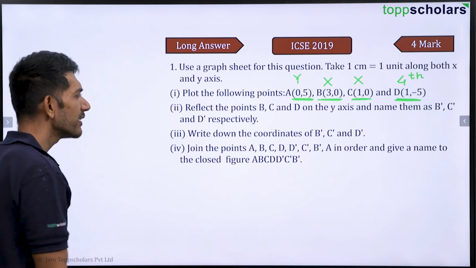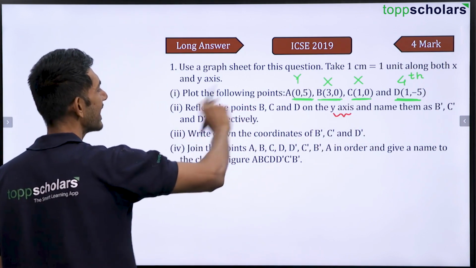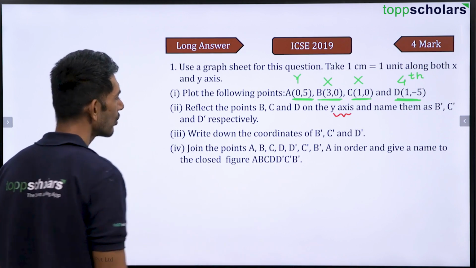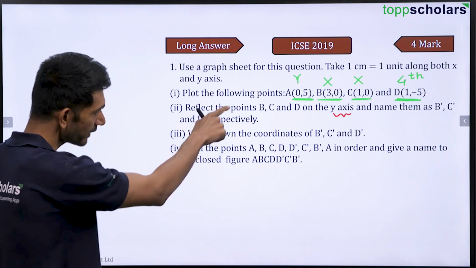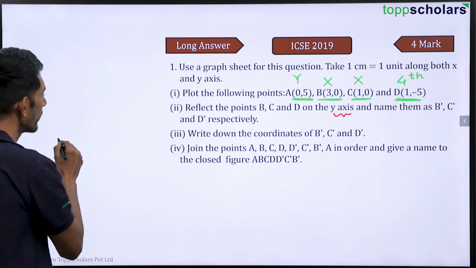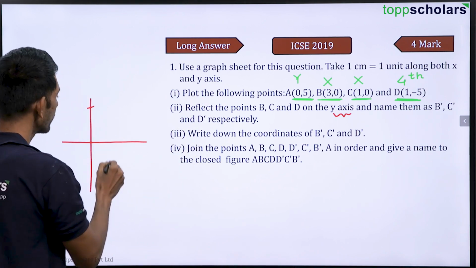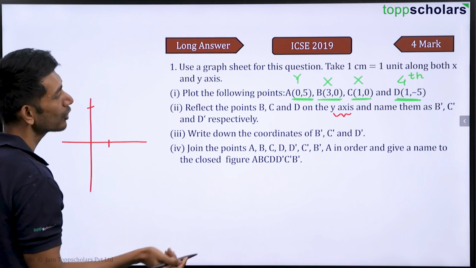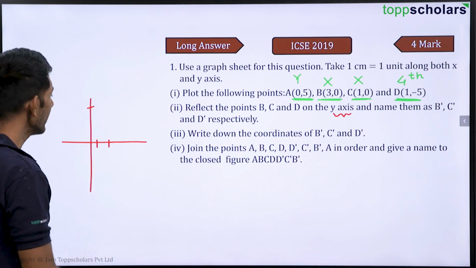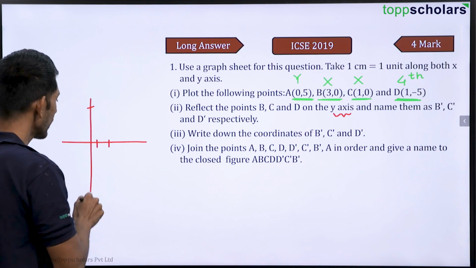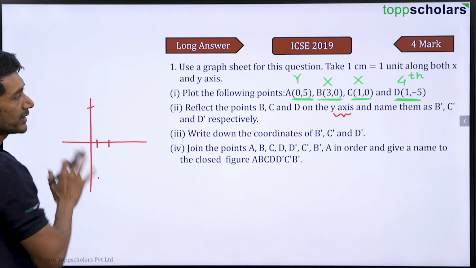Then it says reflect the points on the y-axis, and they are telling us to name it as B', C', D', correct? Then write down the coordinates and then join it. So lot many things are supposed to be done, but the first task is to plot the following points. So if I have the graph like this, 0, 5 will go here, 3, 0 will go somewhere over here, then 1, 0. 1, 0 is here, right? And then 1, minus 5, that goes in the 4th quadrant, somewhere over here. So these are the points.